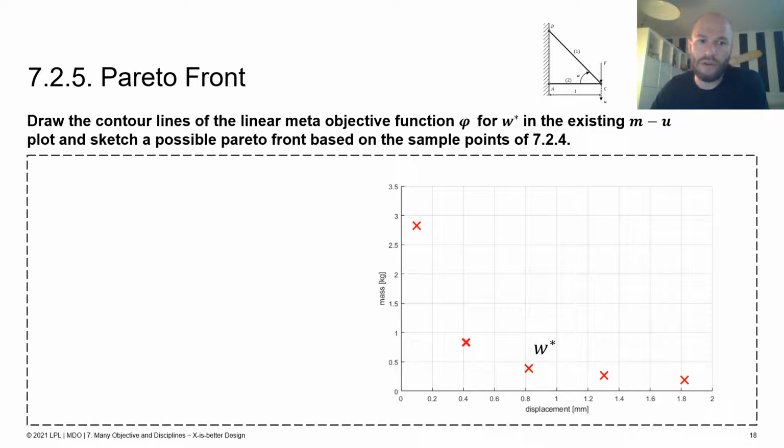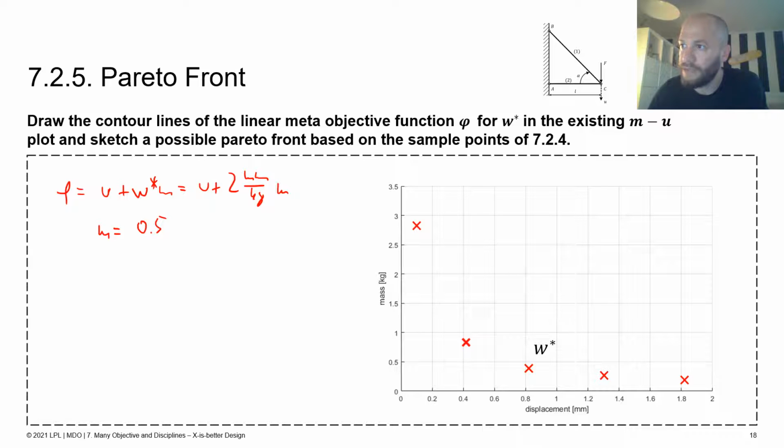Lastly, we draw the contour lines of the linear meta objective function with the calculated weight. And we are also supposed to sketch a possible Pareto frontier with the data generated in the exercise before. So the first thing we need to do is write down our meta objective function, which is just the displacement u plus our calculated weighting factor multiplied with the mass. We can also enter the calculated value here. So it's 2 millimeters divided by kg multiplied with the mass. And to make it easier, we can put the mass on the left side. So we end up with the following formula.